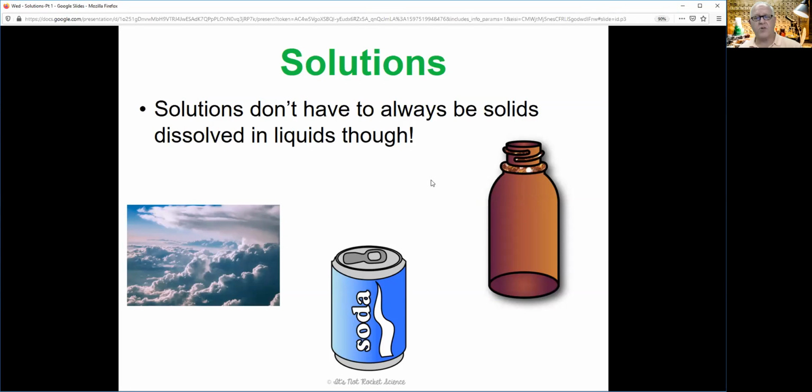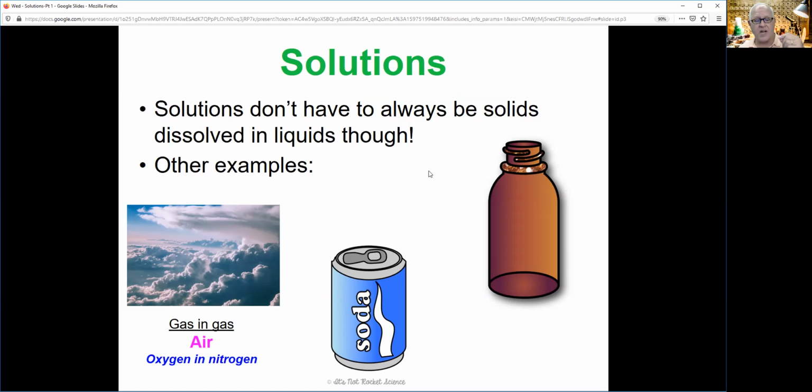So, solutions don't always have to be solids dissolved in liquids. Many times, you can also dissolve a liquid in a liquid. So, for example, gas. Air also has oxygen and nitrogen, so you can have a solution that's a gas in a gas. When I do diving, we use some mixed gases, and we're going to make a solution of oxygen, nitrogen, and helium. And that's a gas solution. It's still a gas, but we call it a solution.